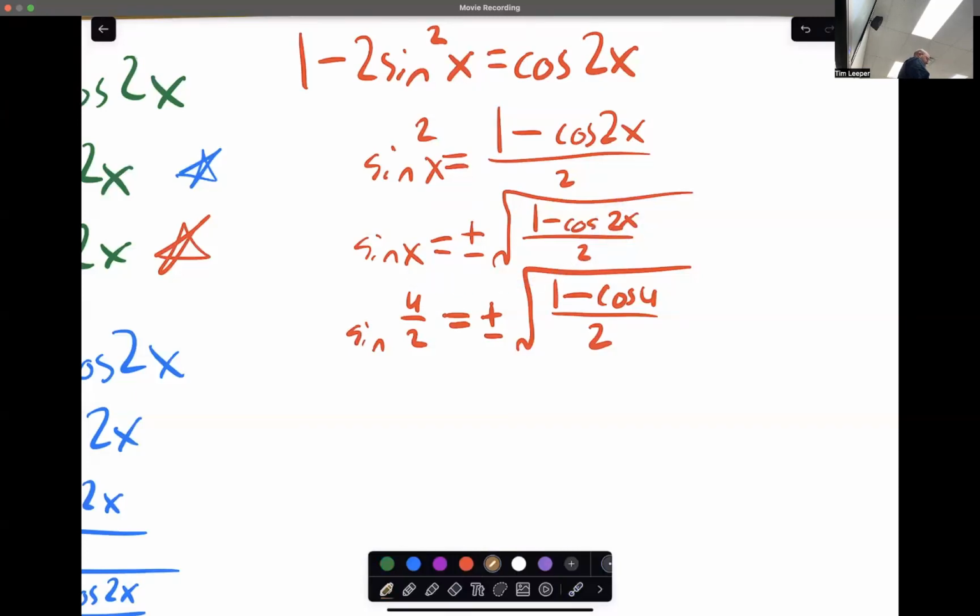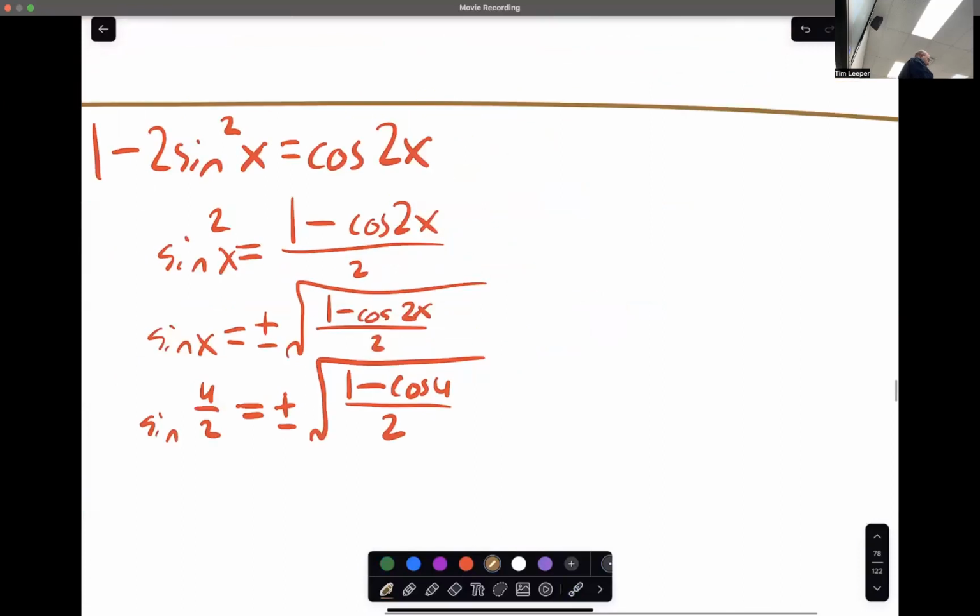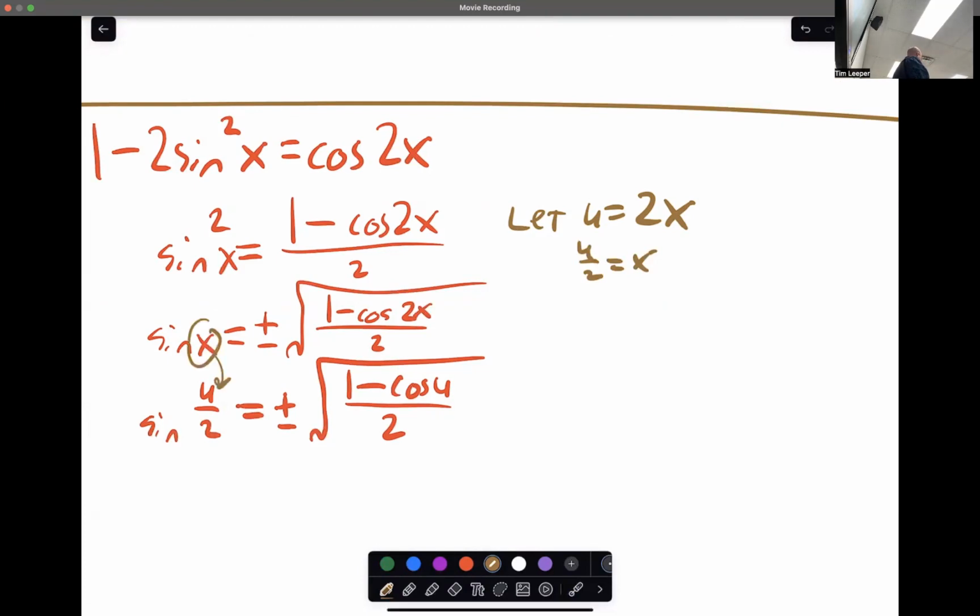So what's happening here is I'm introducing a change of variable. Let u equal 2x. If u is 2x, then that means that u over 2 is equal to x. So I'm replacing this x with u over 2, and I'll replace this 2x with u. That's all that's happening there. It's just a change of variable. Got it.